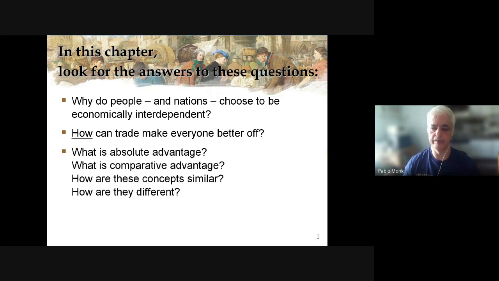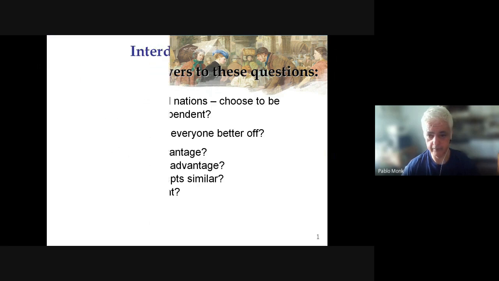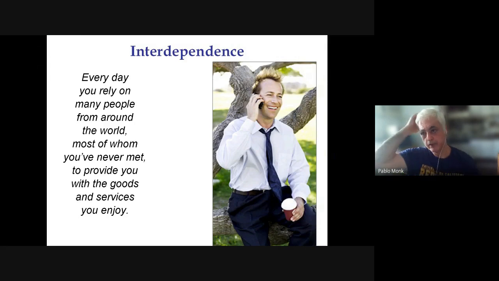Okay, and then within this, we're going to learn these economics concepts that we're going to use going forward. There's one thing called absolute advantage and one thing called comparative advantage. And what are these two things? Okay, so let's first of all look at interdependence.